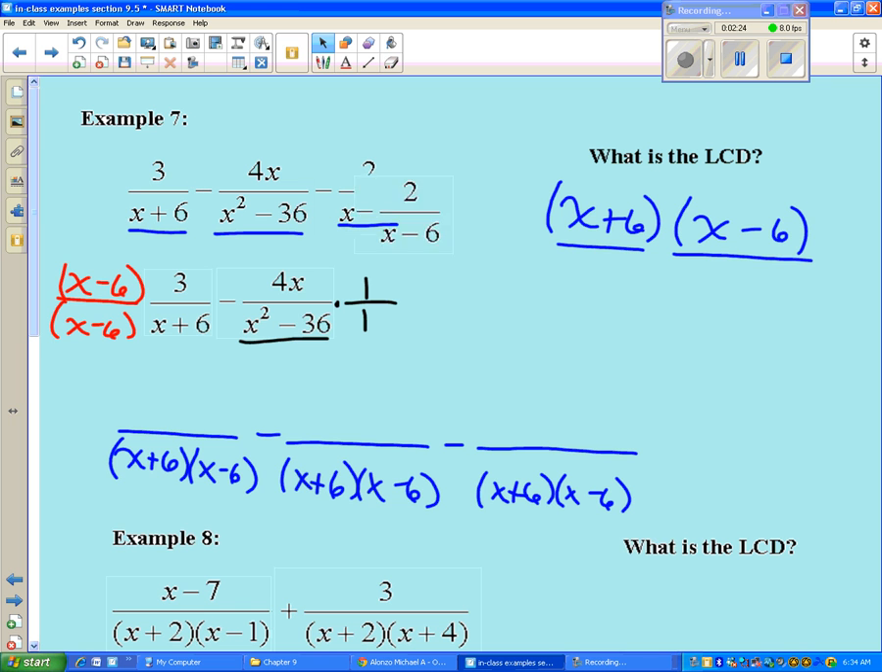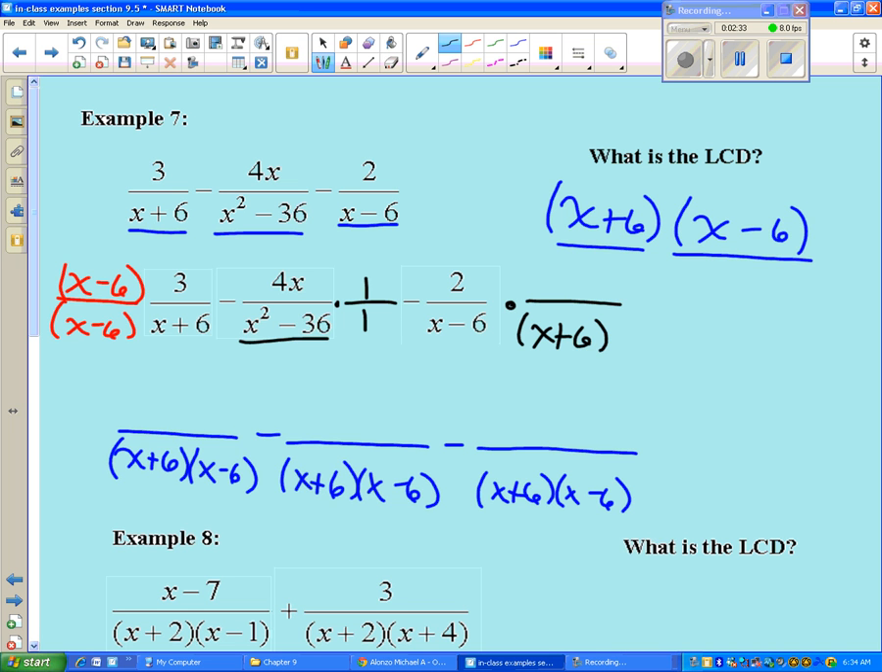And then in my last term, again, I need to multiply by what's missing, my x plus 6, and do that to the numerator and the denominator. Remember, every time I multiply, this should equal, well, I can't put an equal there, this should be the number 1. So just make sure that the numerator and the denominator match.